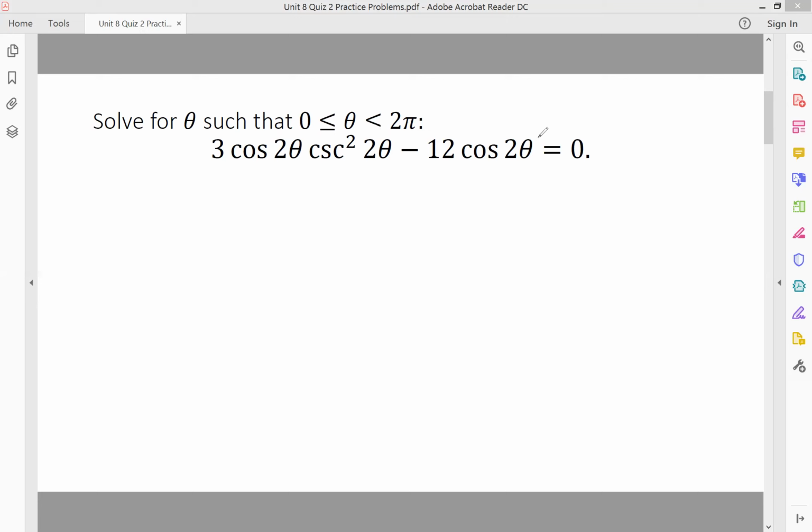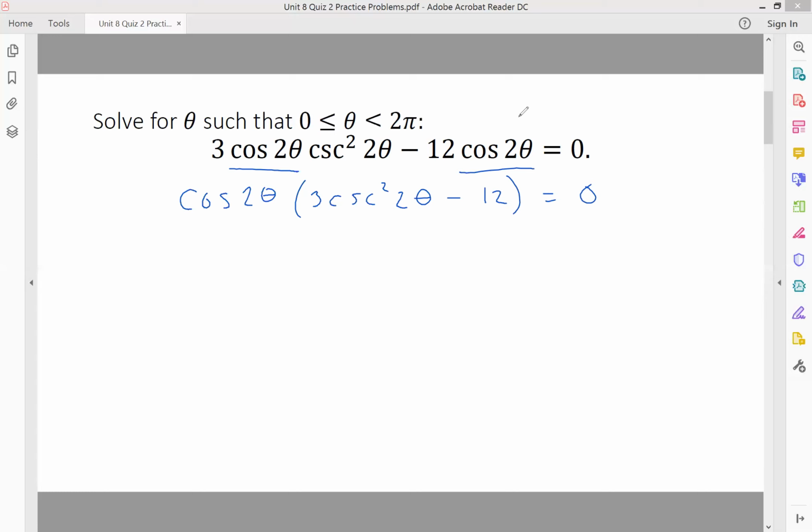So the first thing I can see here, I always want to try to factor as much as I can, especially when we're already equal to 0. So I can see that we have a cosine of 2 theta in common. So I'm going to factor out cosine of 2 theta. And that leaves me with 3 cosecant squared 2 theta minus 12. And now since these two factors are being multiplied together to equal 0, we can use the zero product property and set each of them equal to 0.